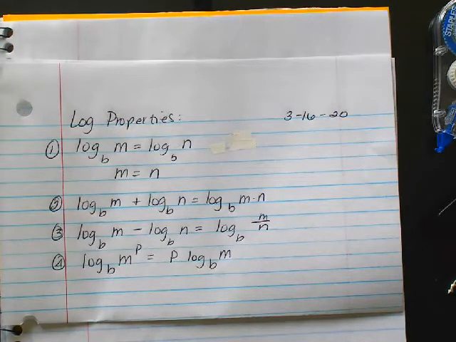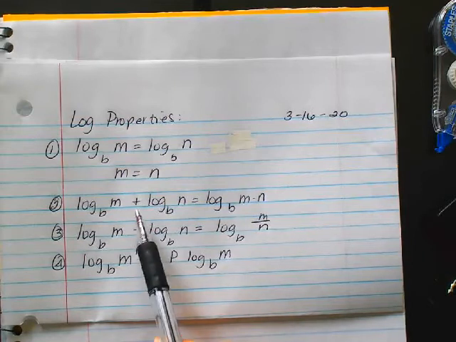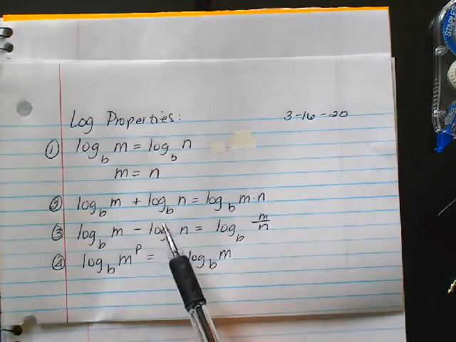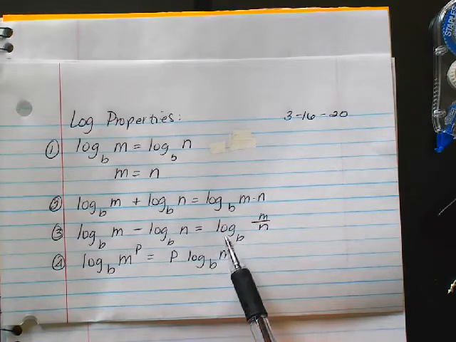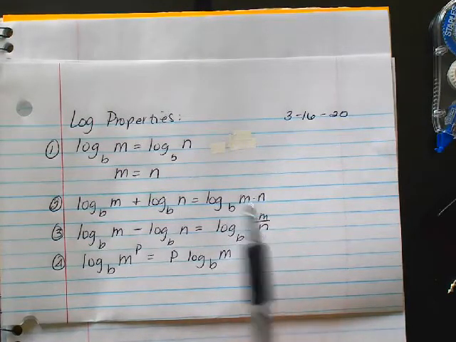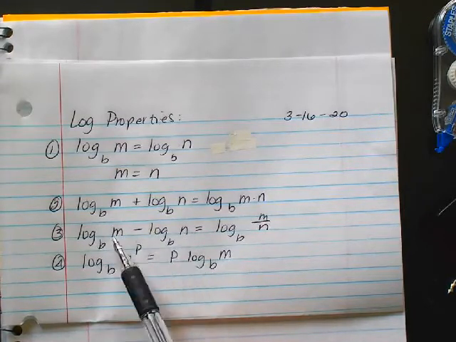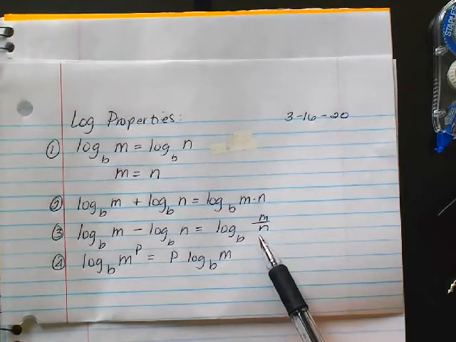Log base b of m plus log base b of n equals log base b of m times n. In other words, you can condense addition by multiplying. Log base b of m minus log base b of n equals log base b of m over n. I kind of messed up on that one, but you get the point. You can condense a subtraction problem by dividing the arguments.